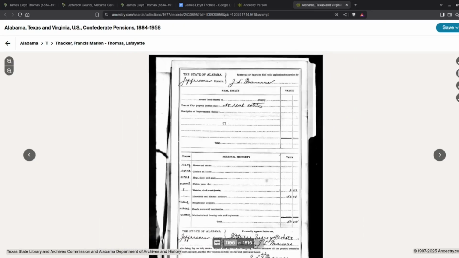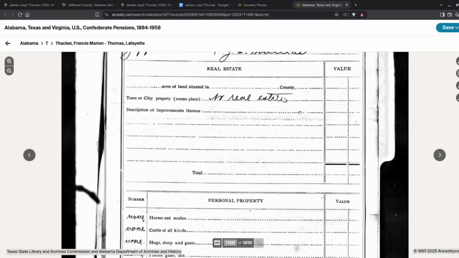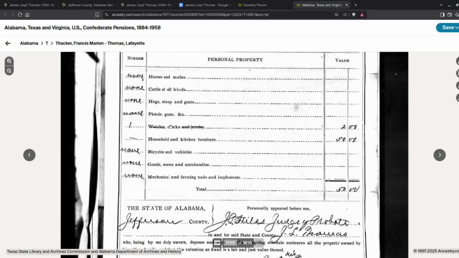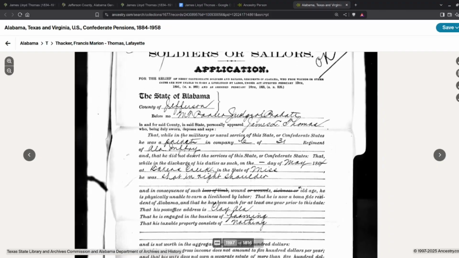Okay, so he had, again, to state his financial details. It said no real estate. He had no animals, no guns. He did have a clock and kitchen furniture worth about $52. So after he died, his wife only had the household kitchen furniture. So she was in pretty desperate straits, I think, at that point. All right, so here's more of the application.